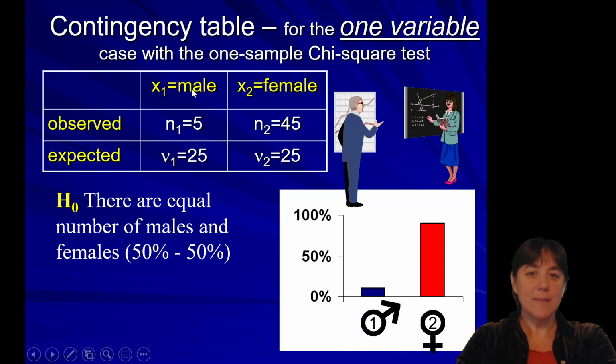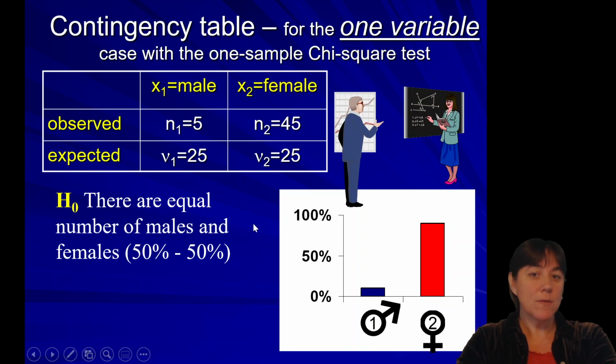In the contingency table, we have the categories in columns, and in the rows, in this one variable case, we have the observed frequency, and right underneath in the next row, we have the expected frequency. So this is what we measured, the N1 and the N2 for males and females, and there's much more female teachers. But this is what we expected, the nu1 and nu2, based on the null hypothesis, 25-25.